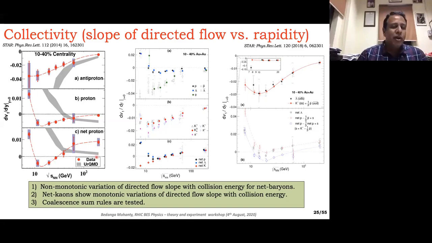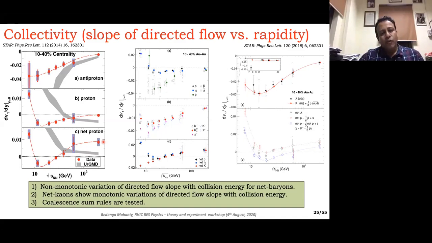Models like UrQMD fail to explain the data completely. A minimum in such an observable has been predicted to be sensitive to the equation of state in certain models. And hence we think that this data provides information about the equation of state of the system, and theory calculations are needed to extract information.